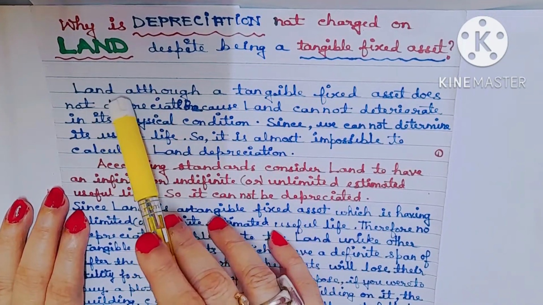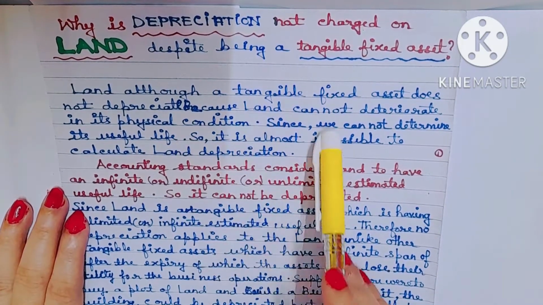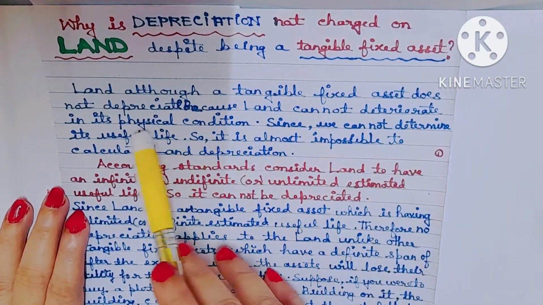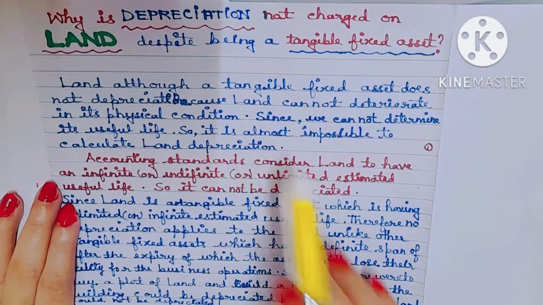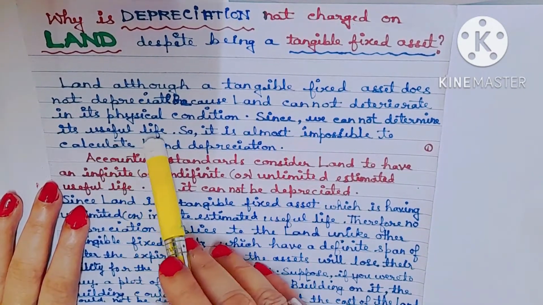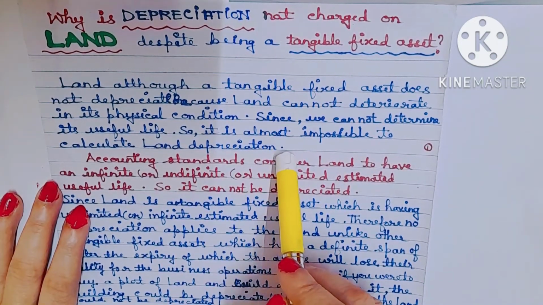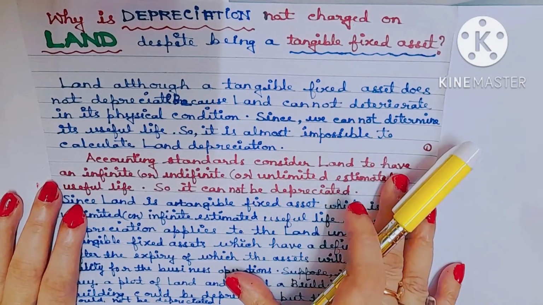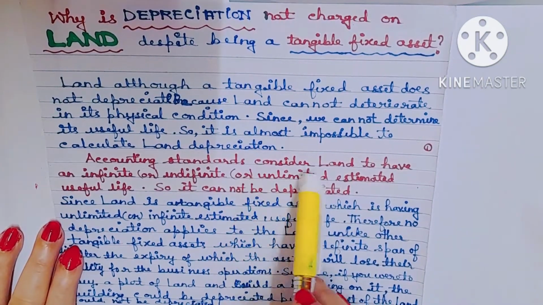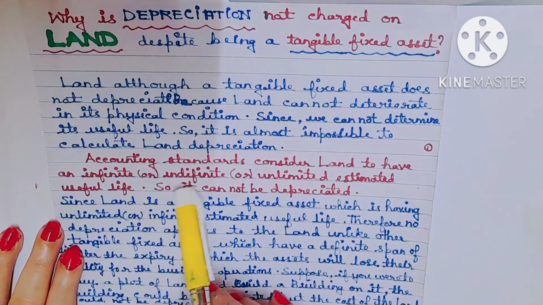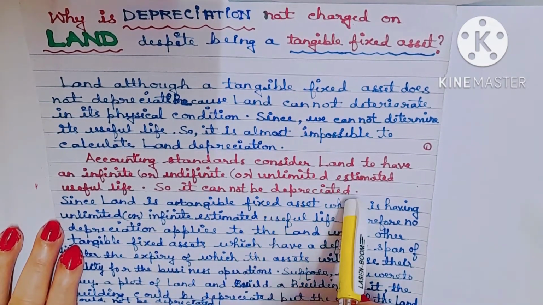The answer is, land, although a tangible fixed asset, does not depreciate because land cannot deteriorate in its physical condition. Land does not physically deteriorate, since we cannot determine its useful life. So it is almost impossible to calculate land depreciation. Understood? We cannot determine land's useful life. Accounting standards consider land to have an infinite or indefinite or unlimited estimated useful life. So it cannot be depreciated.